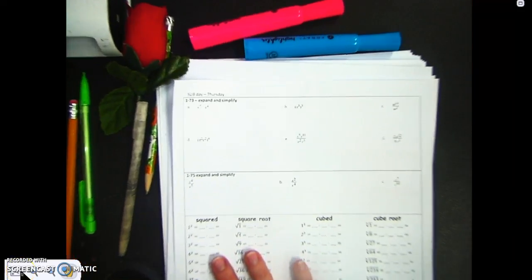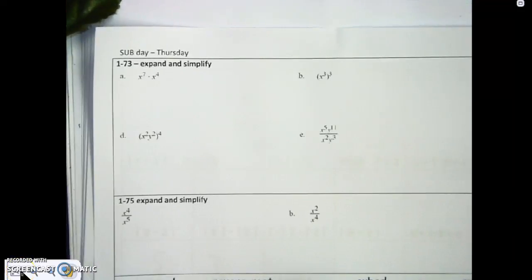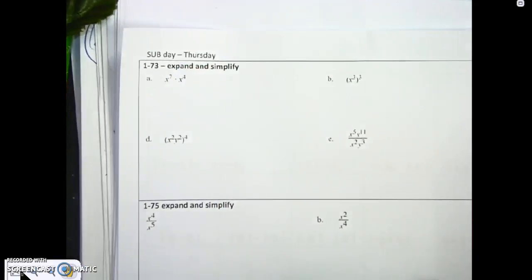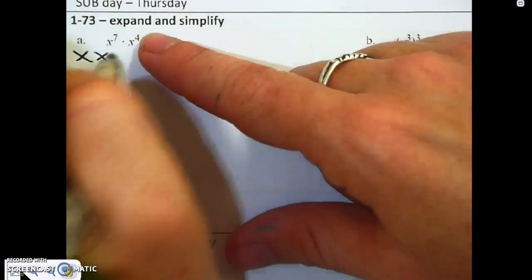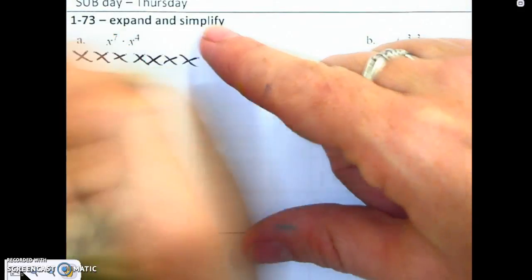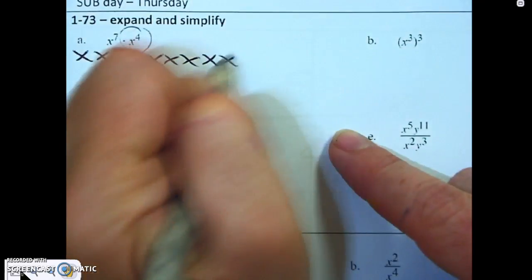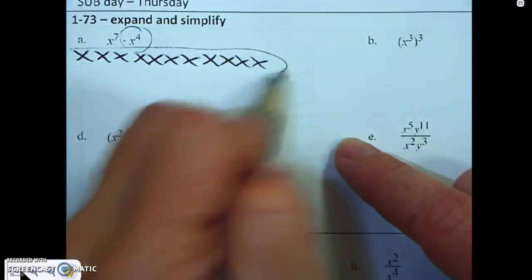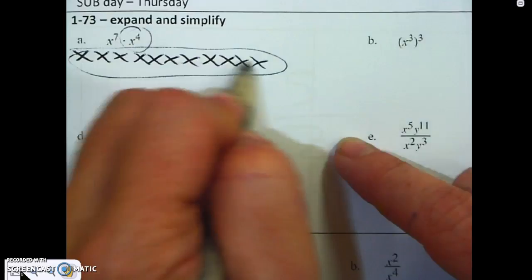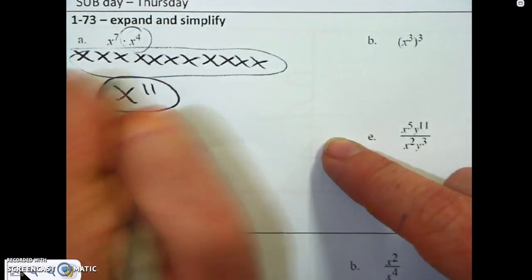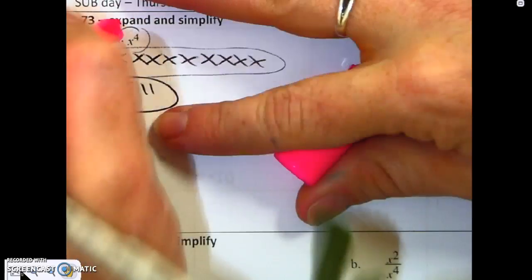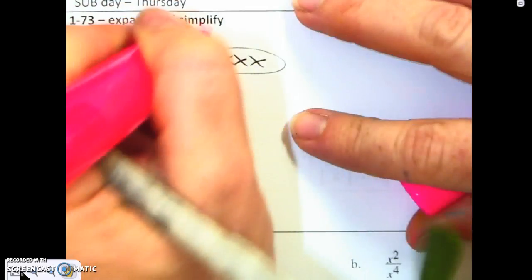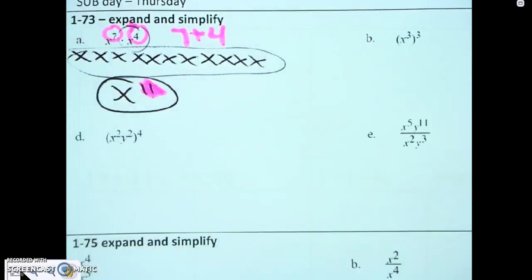All right, let's start off with what we learned at the end of block day. It says the word expand. So expand means I need to make it bigger. I'm going to take this and write it 7 times, then take this 4 times, and count them all: 11. If some of you saw, you could just go 7 plus 4, and that gives you the 11.